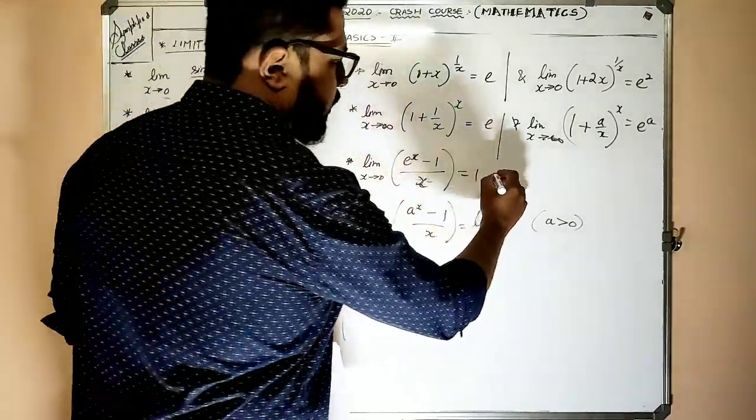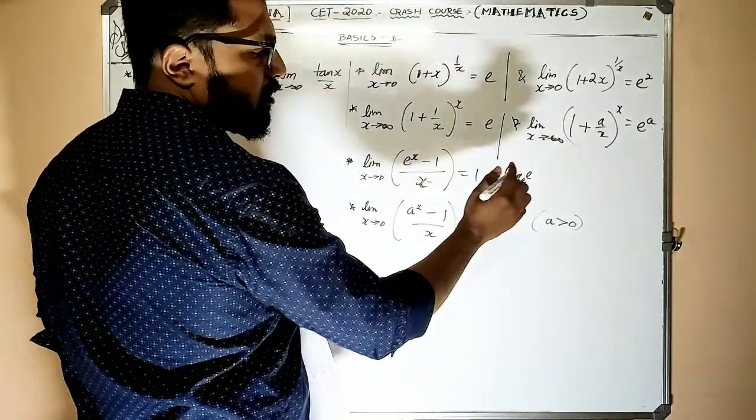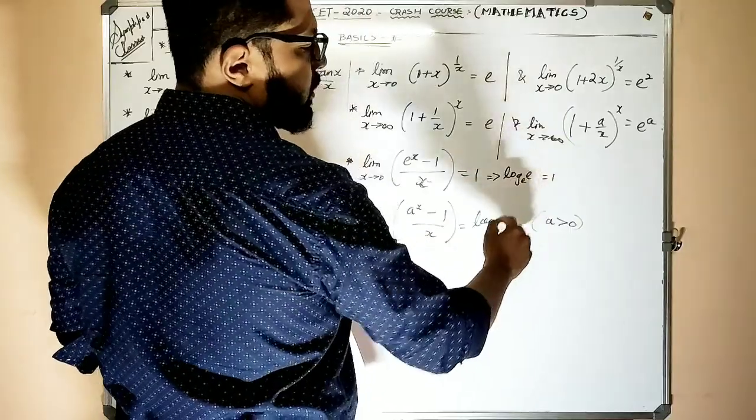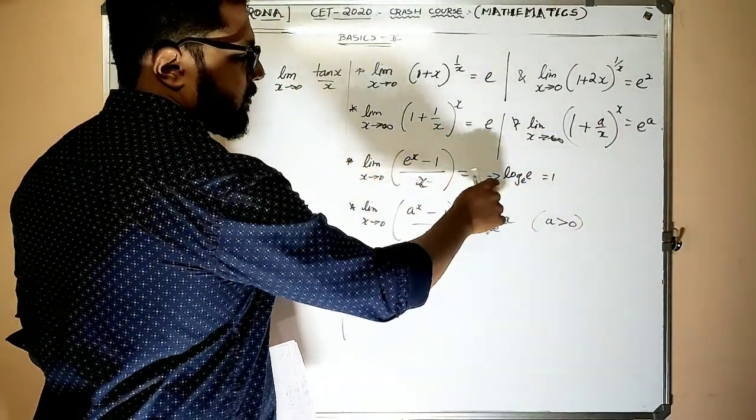So it will be something like this. I can write it in another way, saying log e base e. Do you remember what log base e is? Log e base e is nothing but 1. So this is how it will look. If it is e to the power of x, this will be log e.